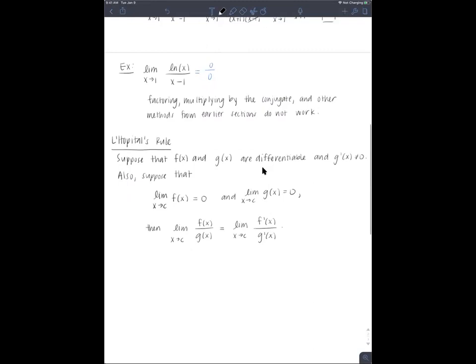This also works if these two limits that I have up here, the limit of f equals 0 and the limit of g equals 0, are both equal to either positive or negative infinity. So it also works if the limit as x approaches c of f of x is equal to positive or negative infinity, and the limit as x approaches c of g of x equals positive or negative infinity.